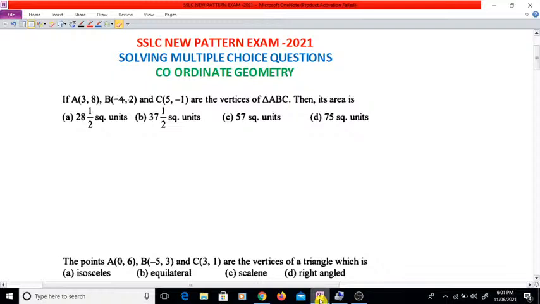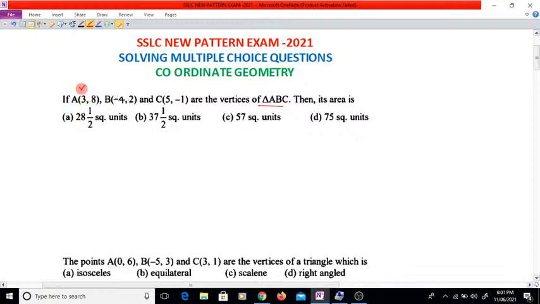If, as you can see, the first question is: if A(3,8), B(-4,2) and C(5,-1) are the vertices of triangle ABC, then what is its area? So here 3 vertices are given.